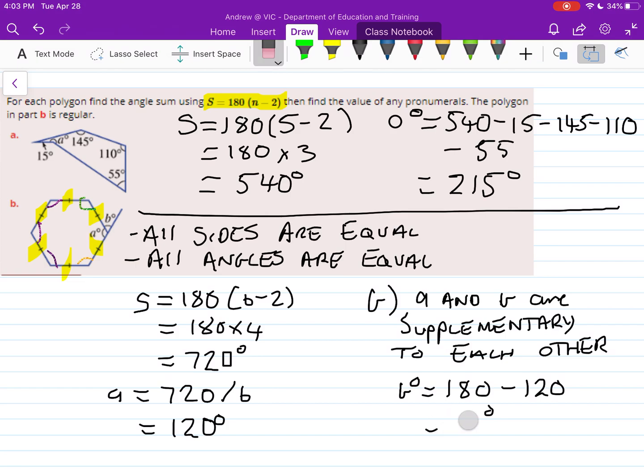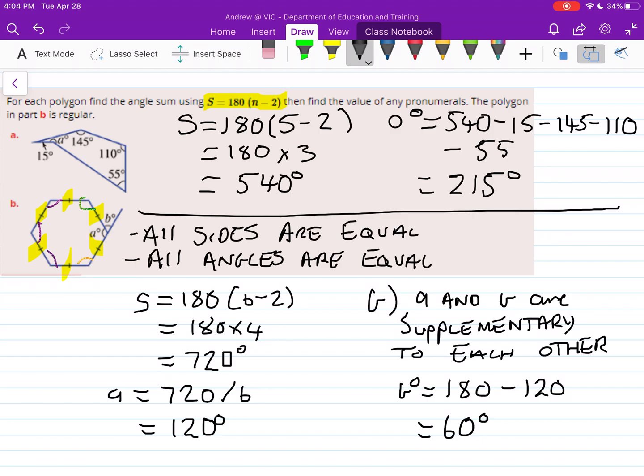I'll write that out again. So this gives us 60 degrees. Just make sure when you are faced with these questions, especially the second one, that you break down the information that is given to you: that all side lengths are the same. Then you just need to think, if all side lengths are the same, that means all the angles inside have got to be the same as well.